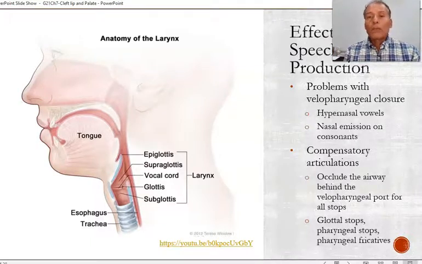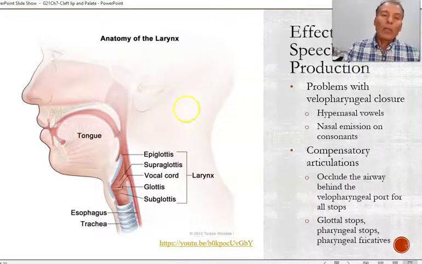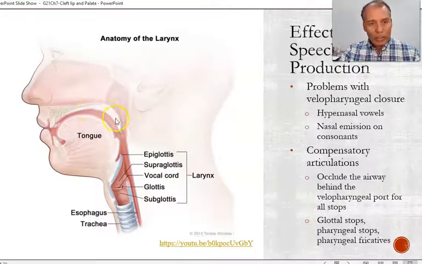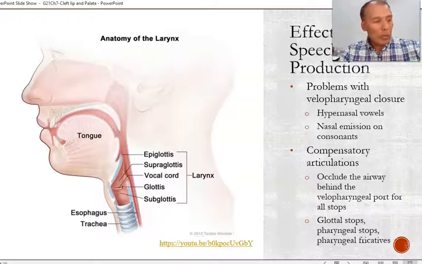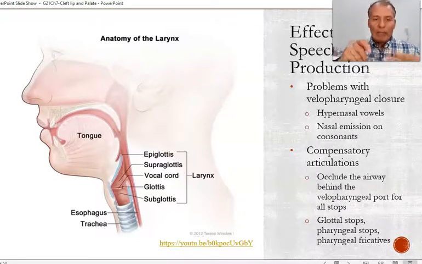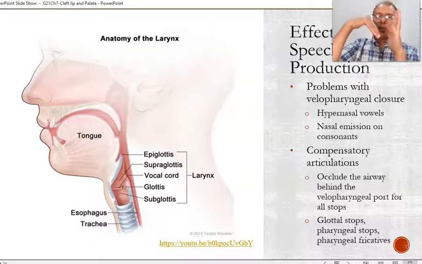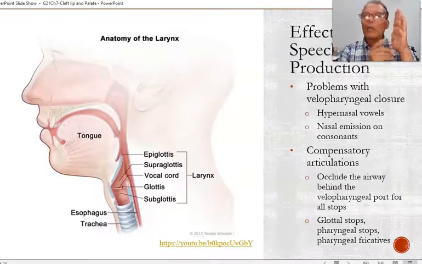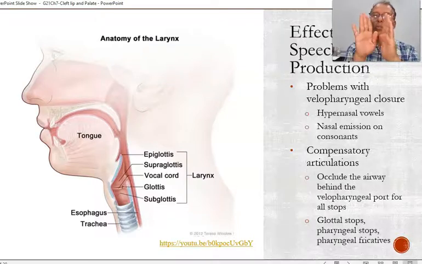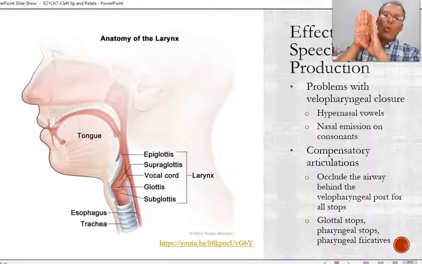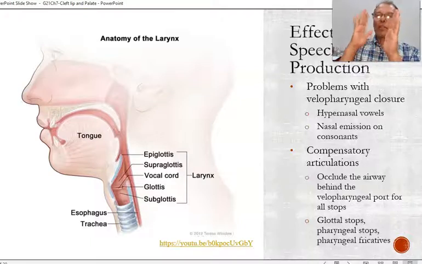The children with cleft palate will not be able to separate the nasal cavity from the oral cavity. So normally, when we speak, we lift up the velum. The velum will be, so this is the posterior part of the pharynx. The back of the throat is called the pharynx. The pharynx is the space between walls of muscle. There's a posterior pharyngeal wall, and there are two lateral pharyngeal walls.